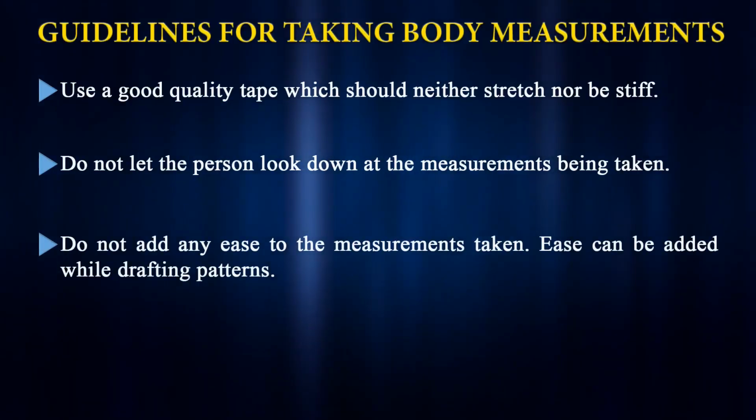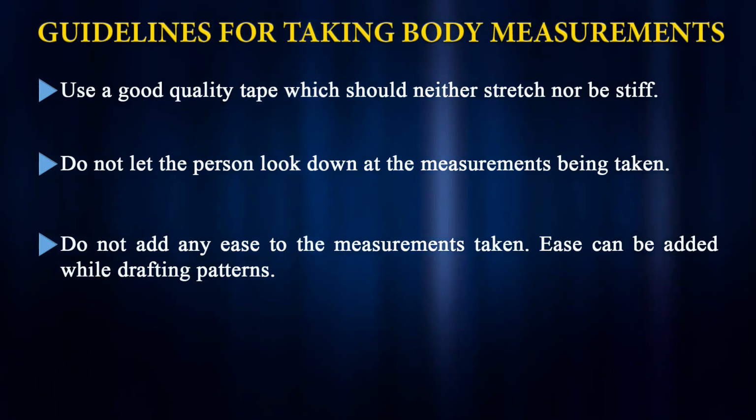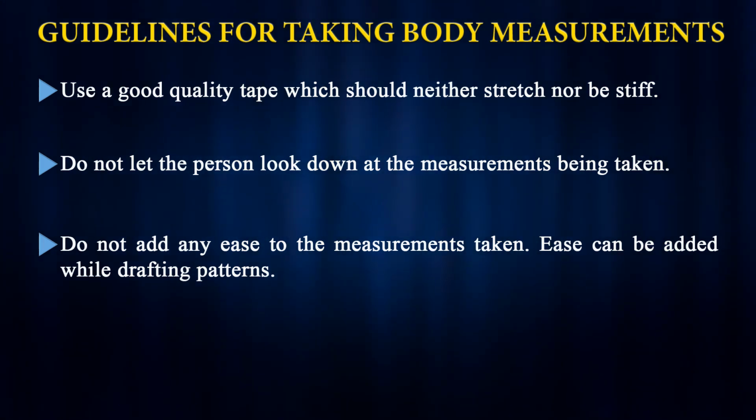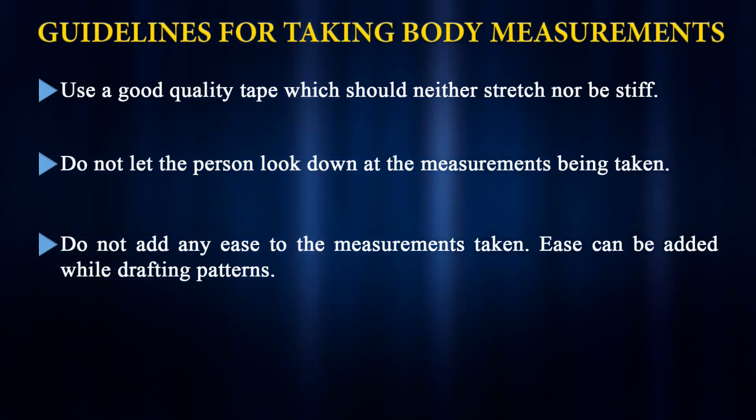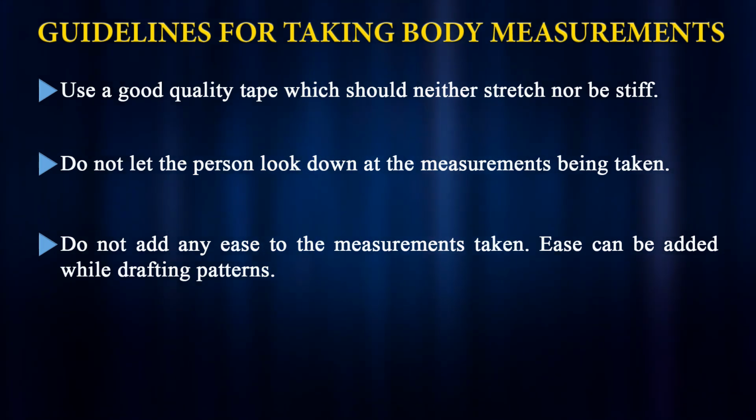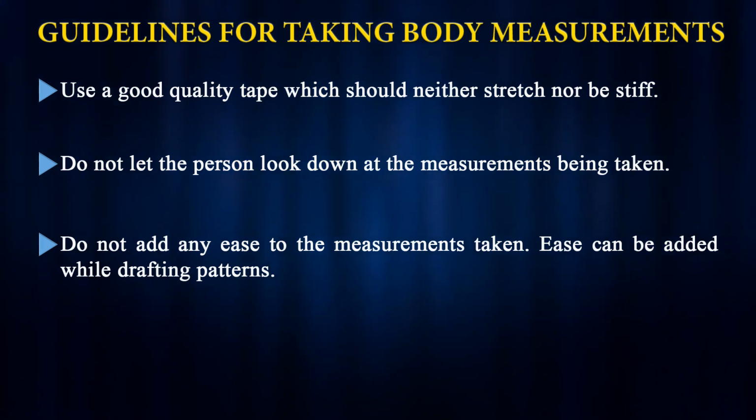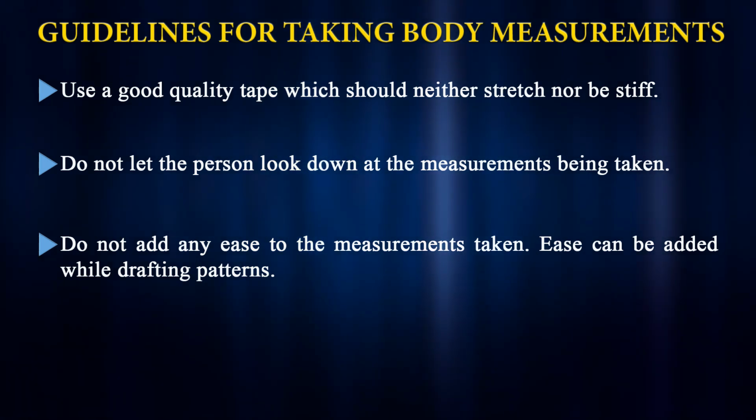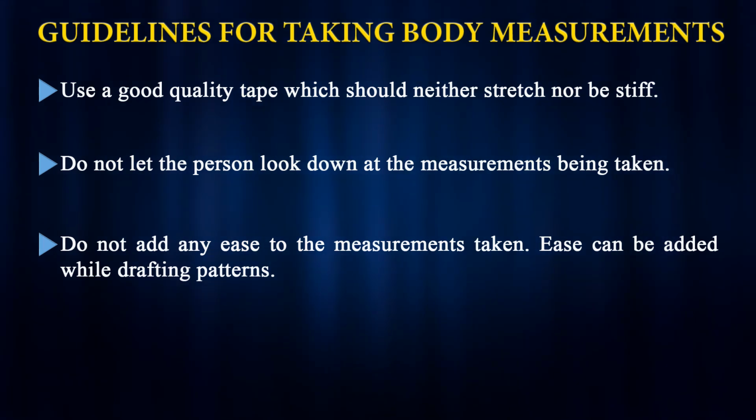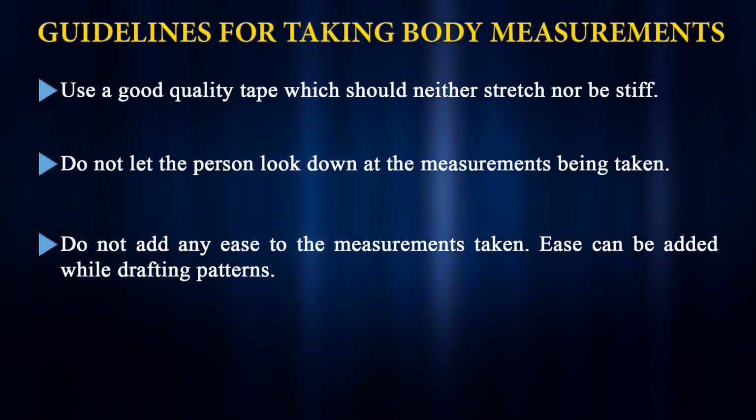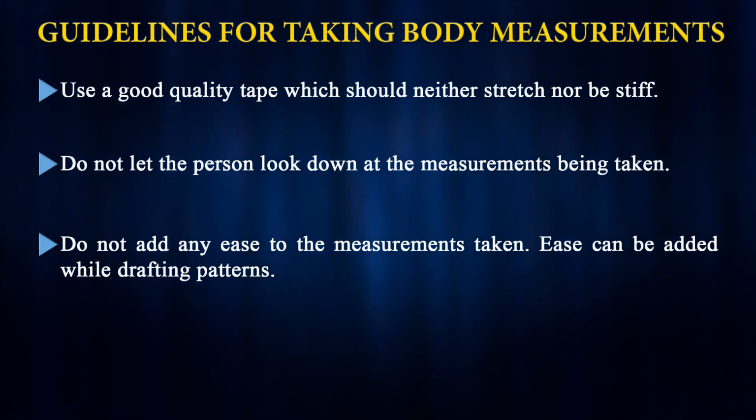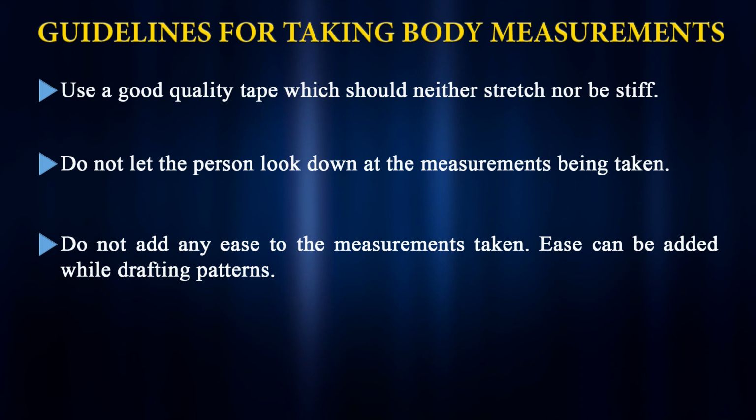Then do not add any ease to the measurement taken. When we take a body measurement to create a pattern, we take the exact measurement. If we are taking the waist measurement and it is 28, it should be written as 28, not as 30, or as 25 or 26 if we want to decrease. It should be taken accurately, with ease of a finger, and written that way only. No ease or extra margin should be given during the measurement. Ease can be added while drafting a pattern, whichever method you are using.